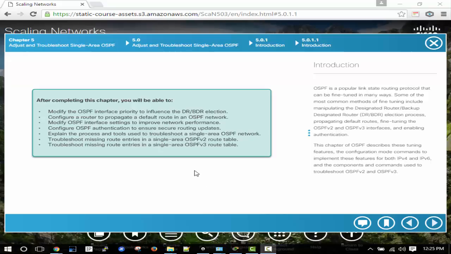Explain the process and tools used to troubleshoot a single area OSPF network. Troubleshoot missing routing entries in a single area OSPFv2 route table. Troubleshoot missing route entries in a single area OSPFv3 route table. Alright, here we go.